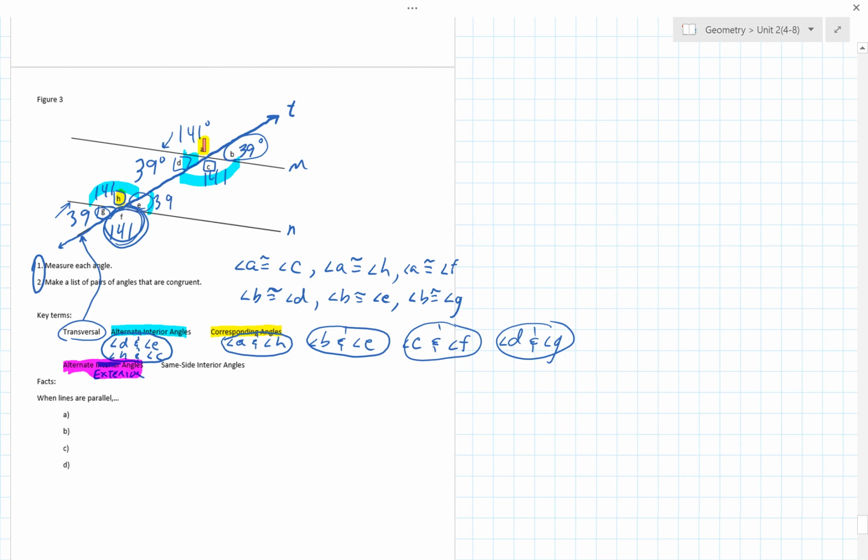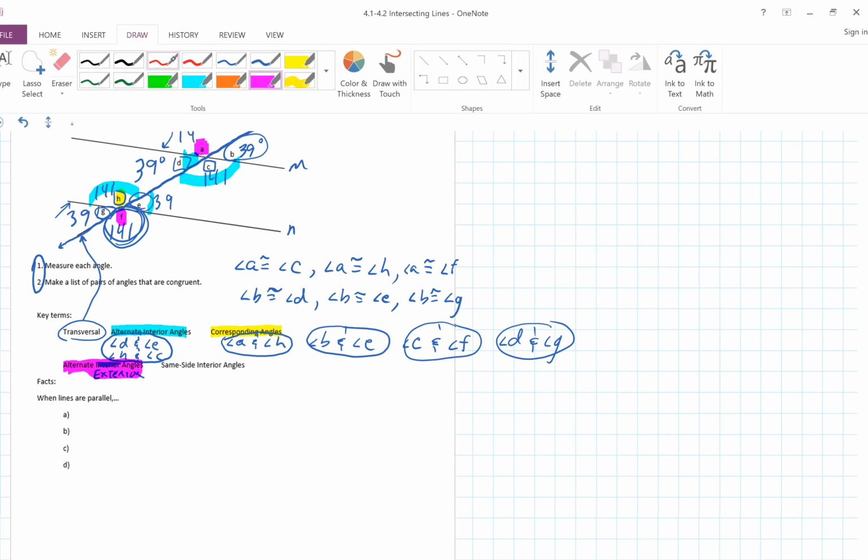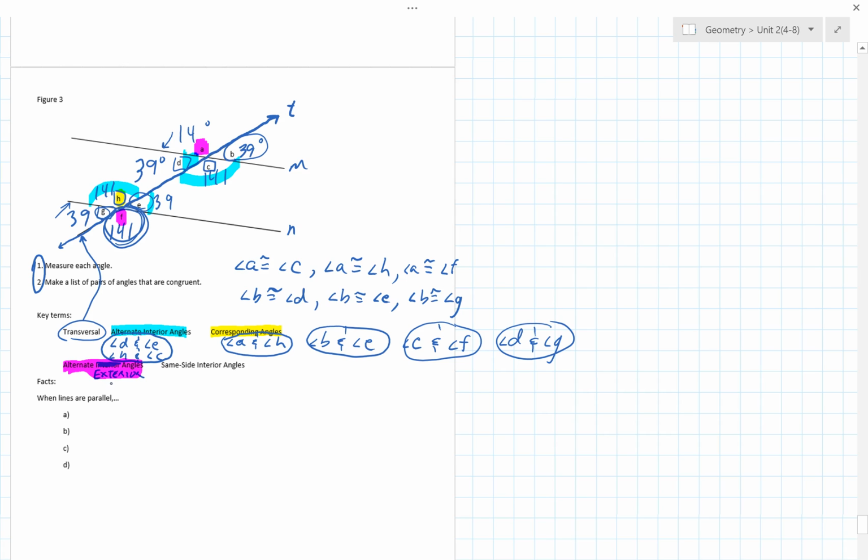One such pair, A and F. They are on opposite sides of the transversal, and they are outside of lines M and N. They're not in between lines M and N, they're on the outside, so that's why they're called exterior. So one pair of exterior angles is angle A with angle F. Discuss in your groups where is another pair of alternate exterior angles.